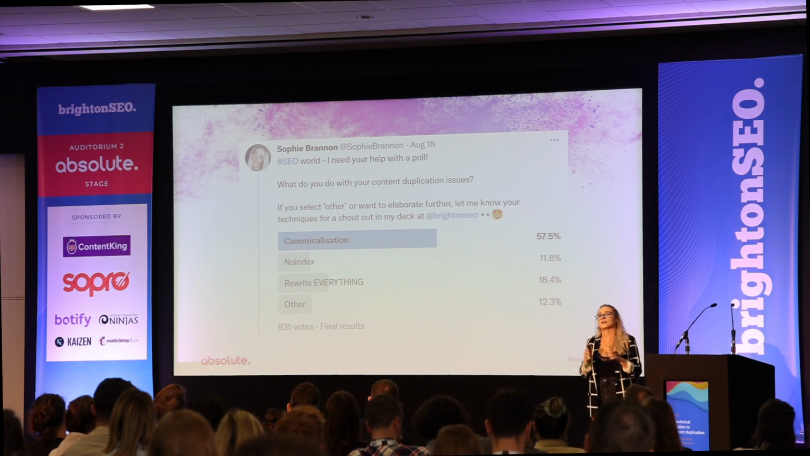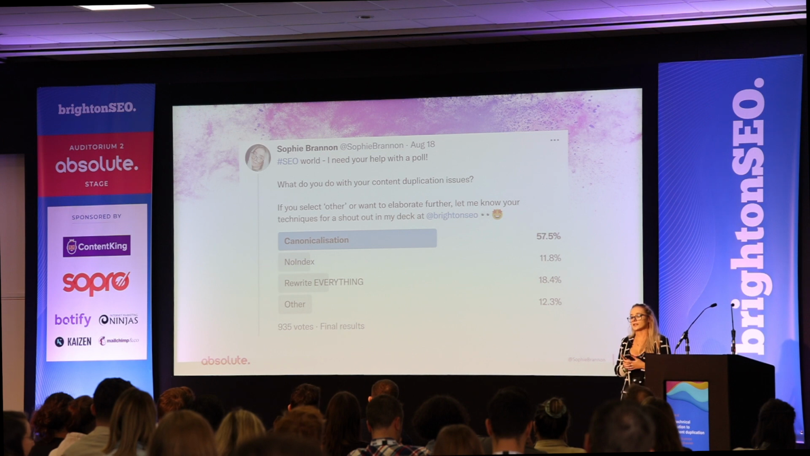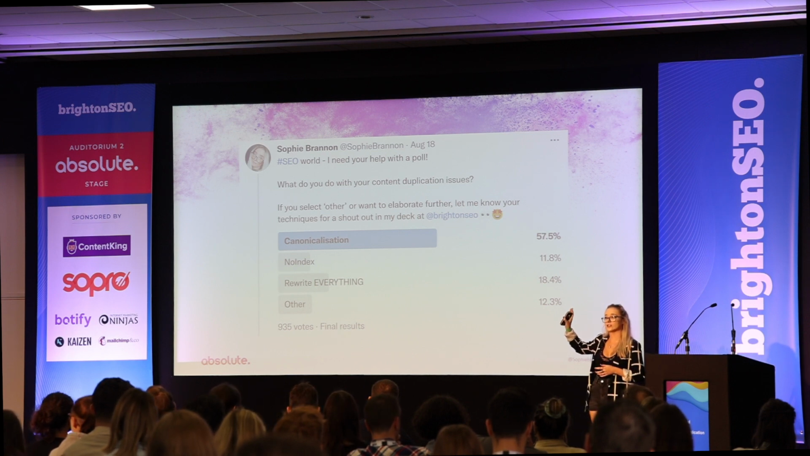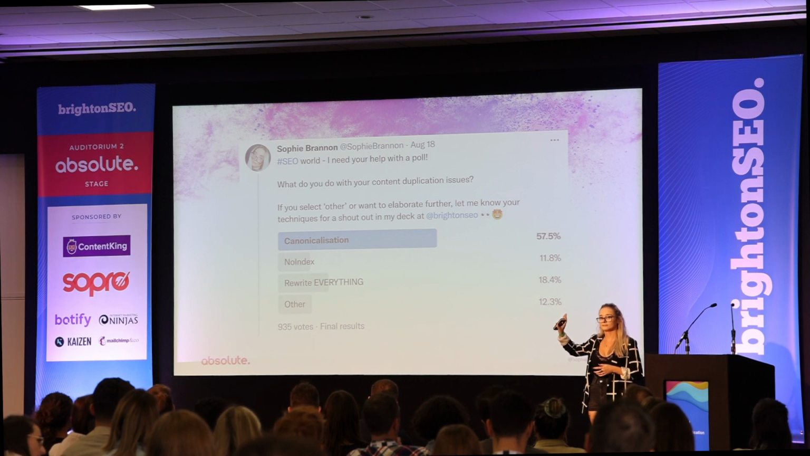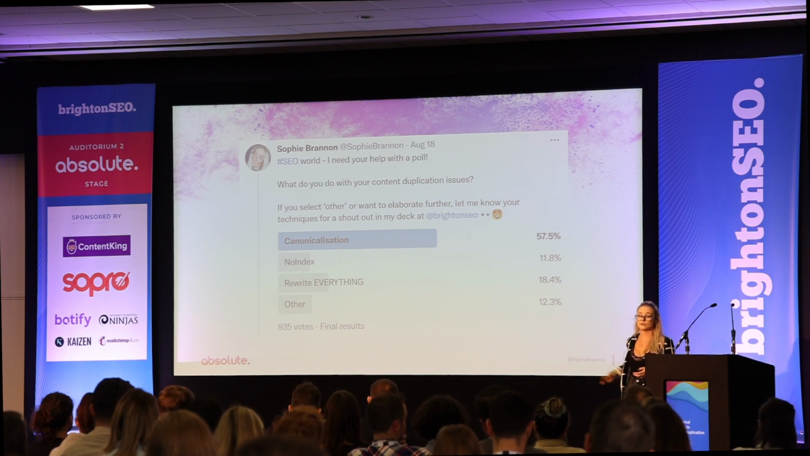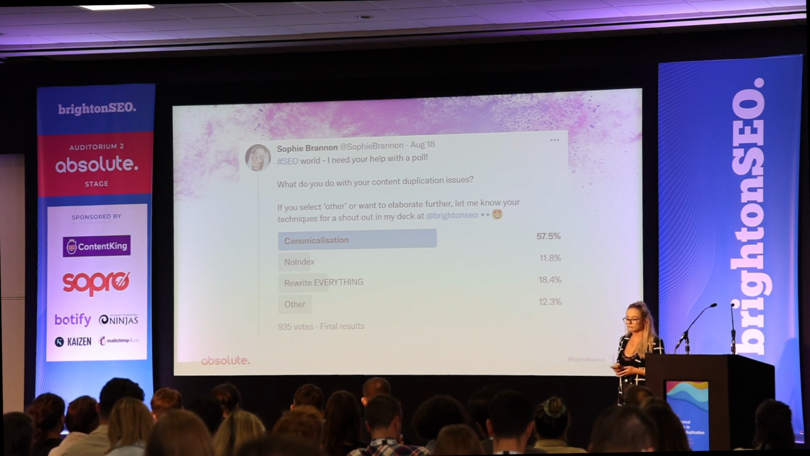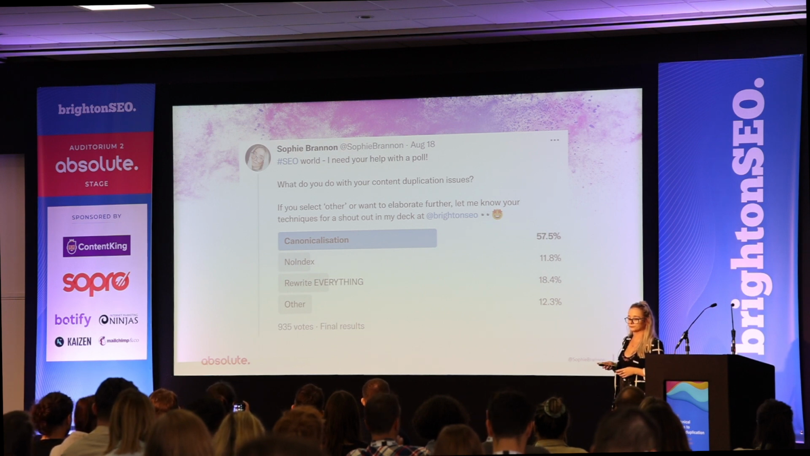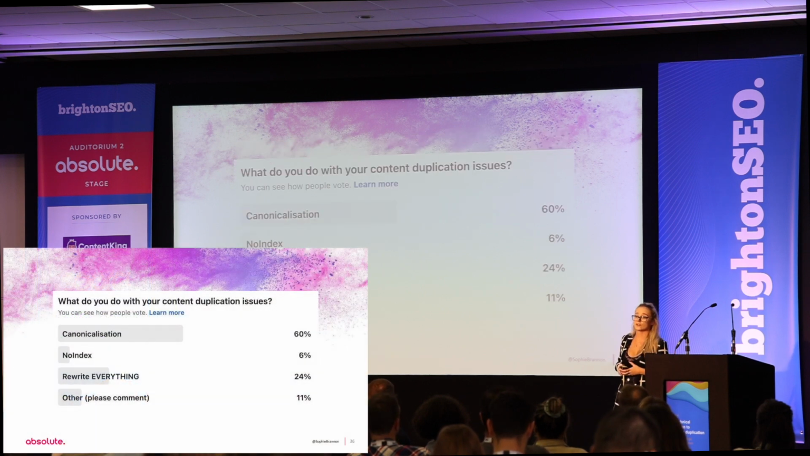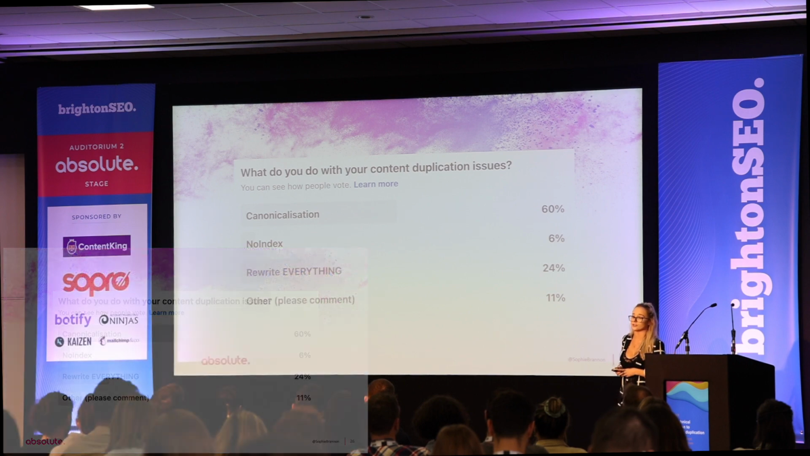Let me put this to you guys as well. What would you typically do? Is it canonicalization? Raise your hand if you would normally do canonicalization for any kind of duplicate content issues. Yeah, me too. It's generally the most common way to fix it. But there are other ways to fix it as well. So, no indexing. You could rewrite everything. There's another couple of options too. And this is the same thing on LinkedIn as well, so most people here also choosing canonicalization.